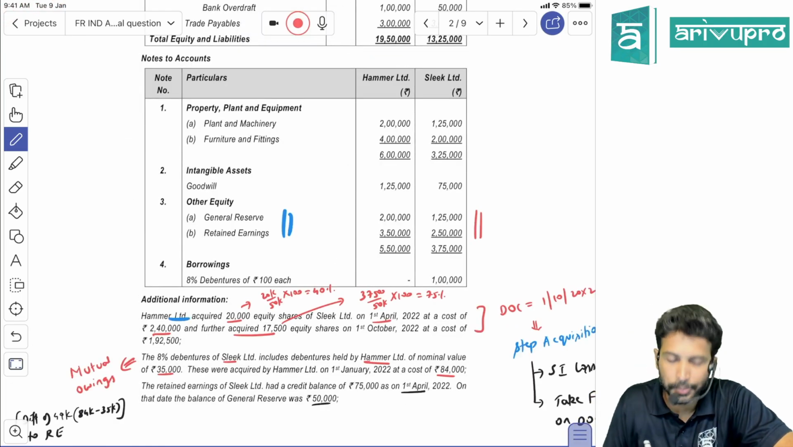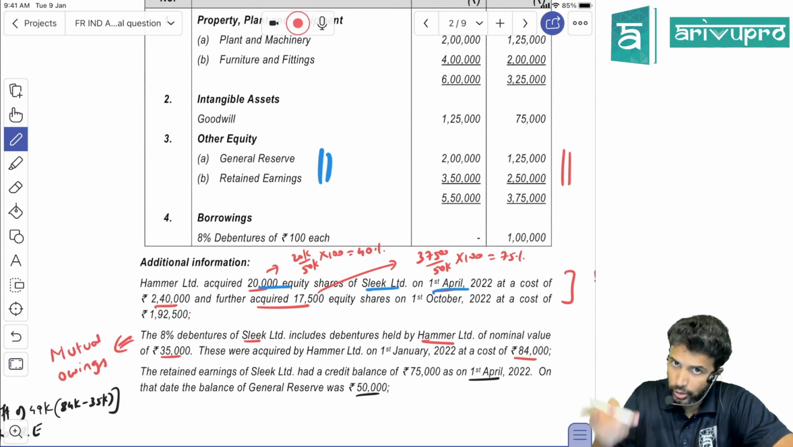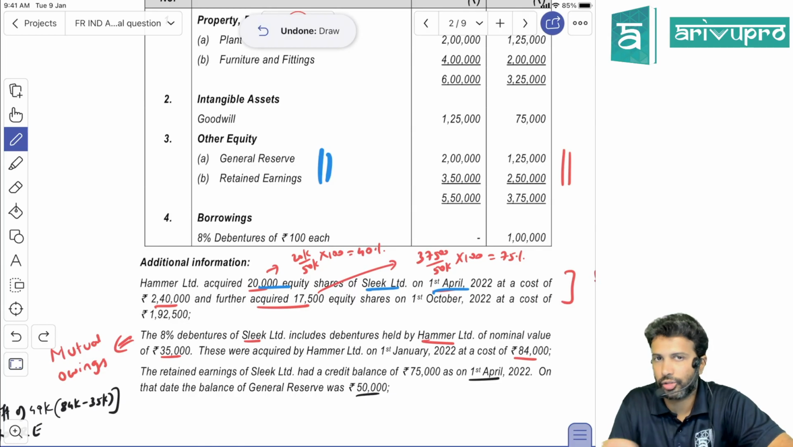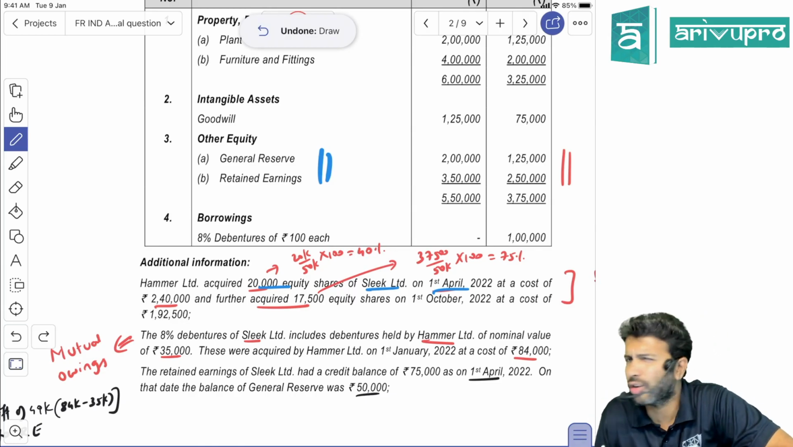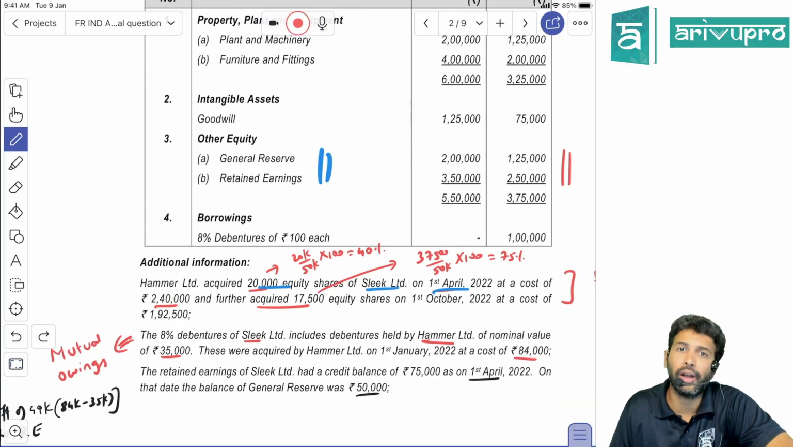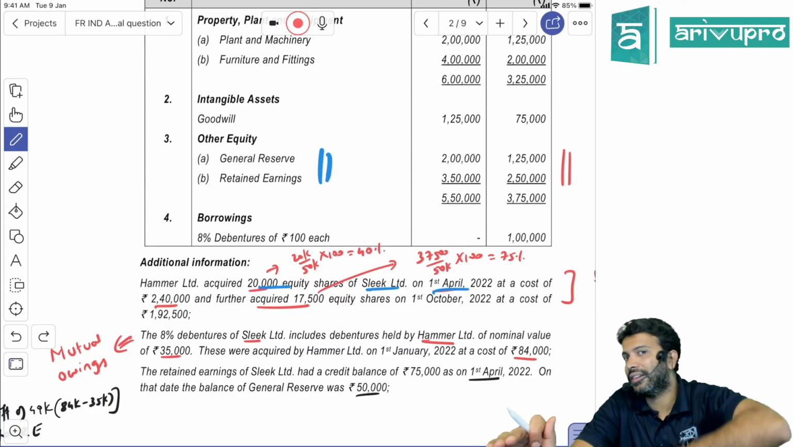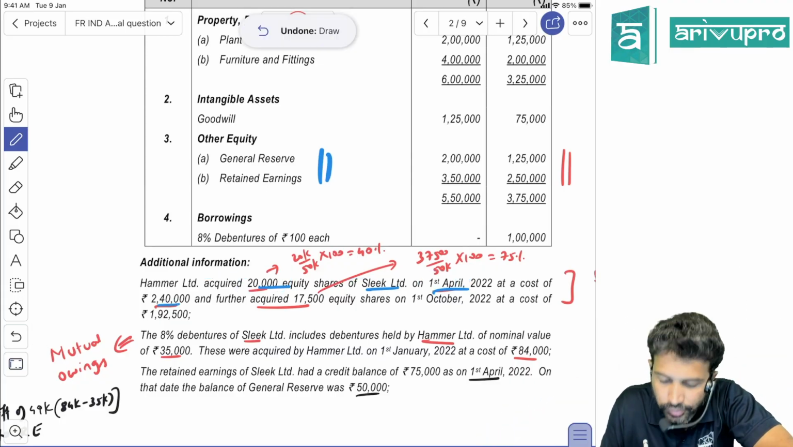Now, Hammer Limited, the parent, acquired 20,000 shares of Sleek on 1st April. So the subsidiary company has 50,000 shares, in which the parent acquired 20,000. If you do 20 divided by 50, you get 40%. With 40%, will you get control? No, it has to be more than 50%. So it's a step acquisition scenario, meaning the investment will be purchased multiple times. On 1st April, we purchased 20,000 shares at a cost of 2,40,000.